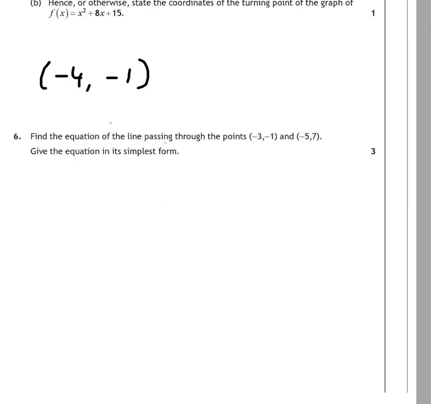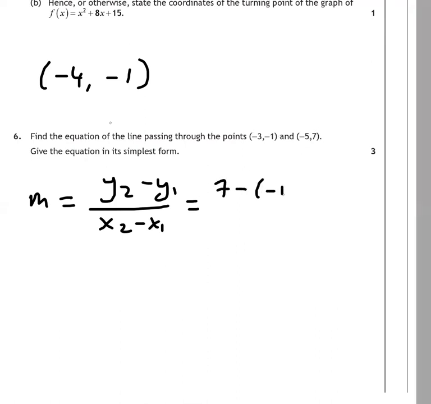Question 6, find the equation of the line passing through the points -3, -1, and -5, 7. Give the equation in its simplest form. So we'll start by using the gradient formula to find the gradient. So that would be 7 minus -1 over -5 minus -3. So that becomes 8 over -2, which is -4.